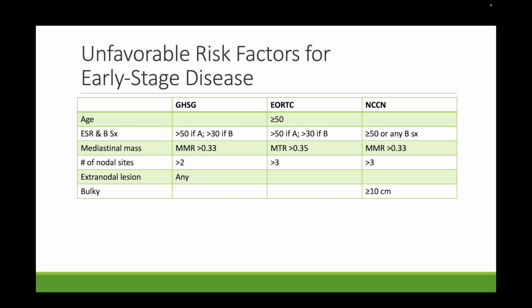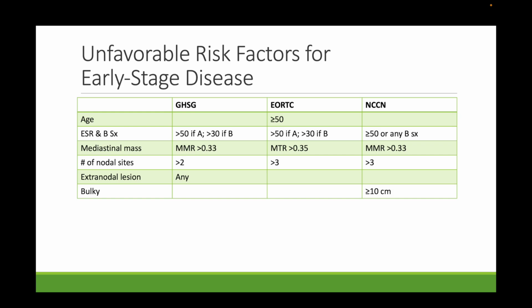Also for EORTC, we really care about the age. So if you're less than 50 years old, you can be favorable, but if you're 50 years or older, that automatically makes you unfavorable. And then with German, they did care about having an extranodal lesion. With EORTC, that is not a criteria, but having a mediastinal thoracic ratio greater than 0.35 and having an elevated ESR, those are risk factors that are pretty consistent between EORTC and German. So the biggest differences for EORTC versus German are 1 to 2 sites is considered favorable for German, but 1 to 3 is considered acceptable for EORTC.